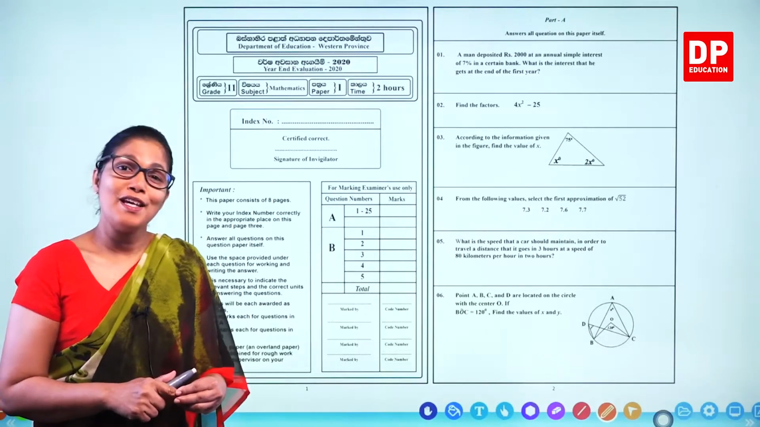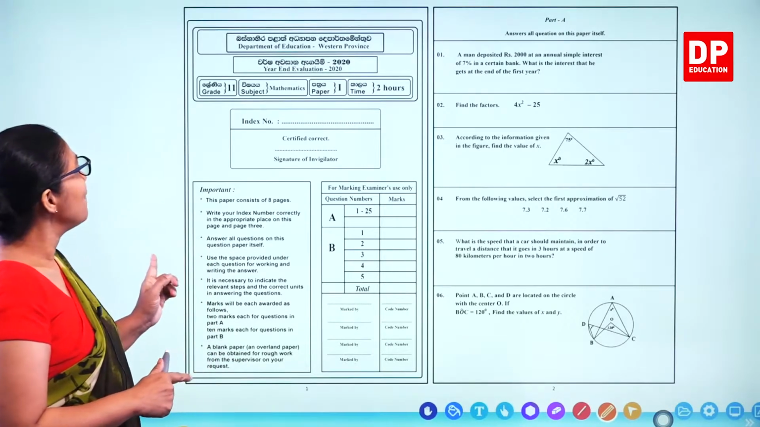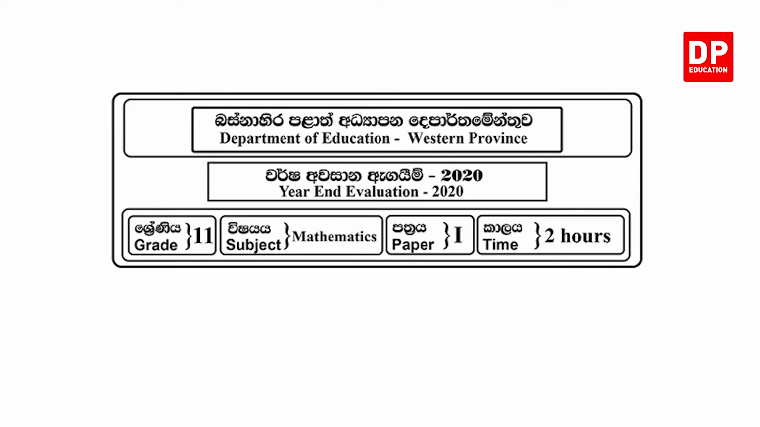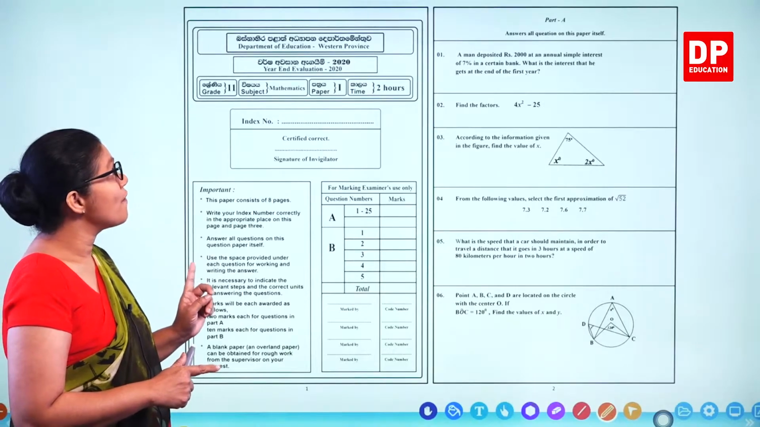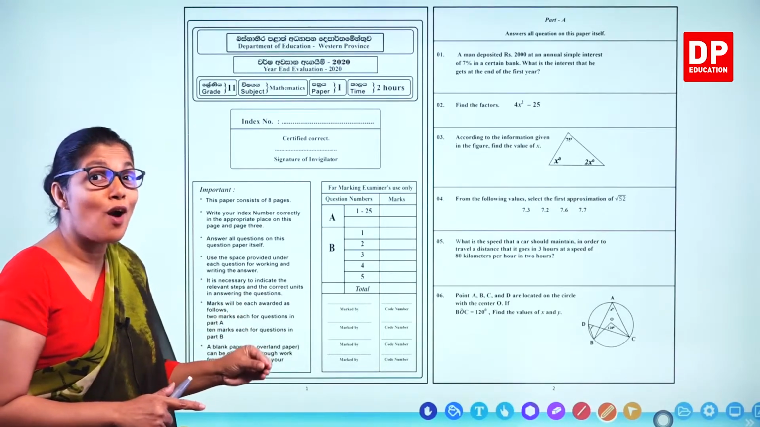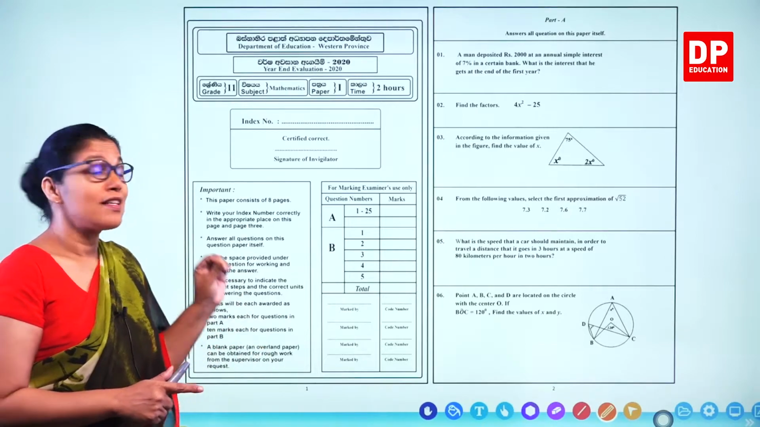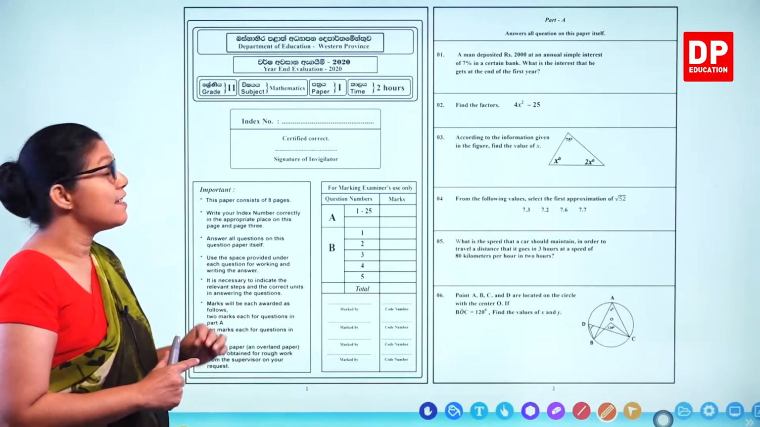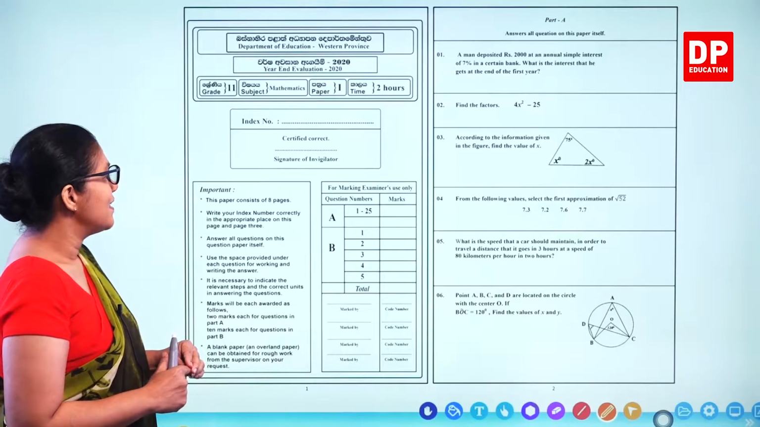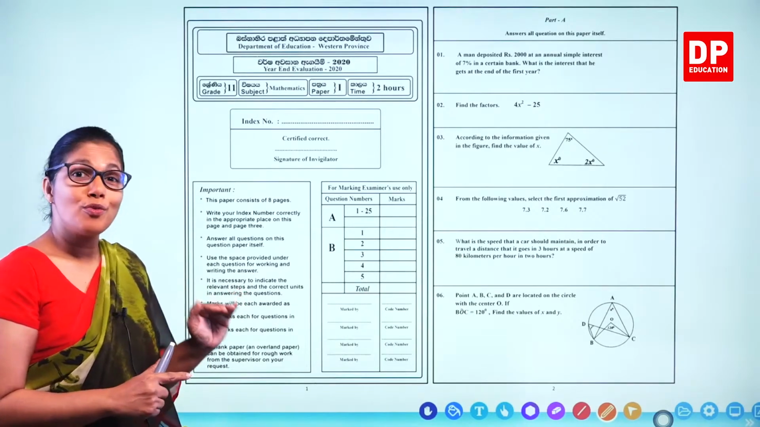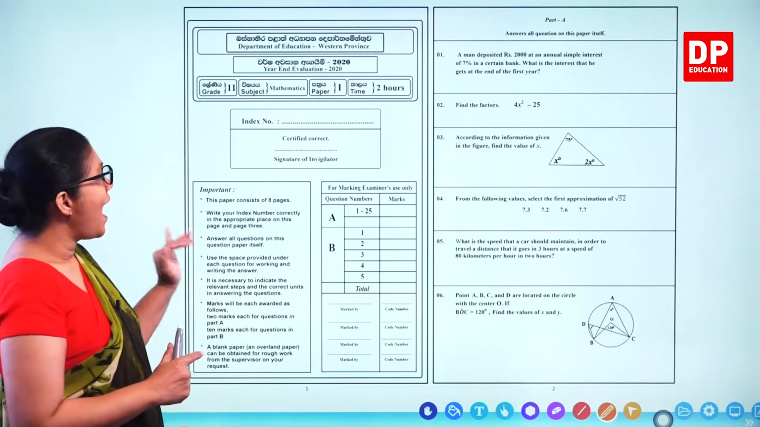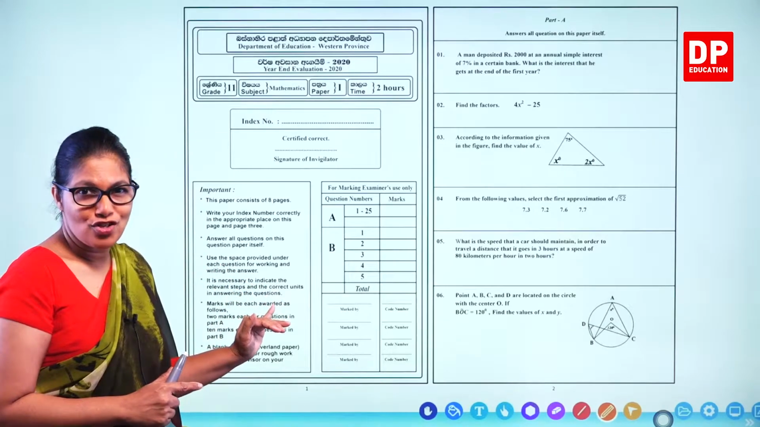Hello students, today I am going to do the O-level, that's grade 11, Department of Education, Western Province, year-end evaluation 2020-21. So this paper you got as the year-end evaluation this year. Make sure that you take 2 hours and try to do all questions.